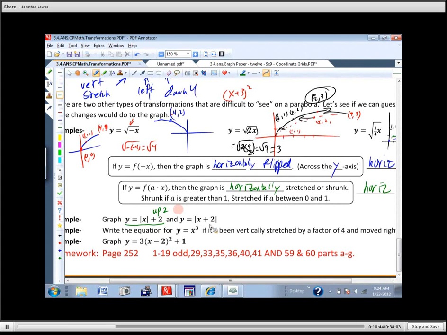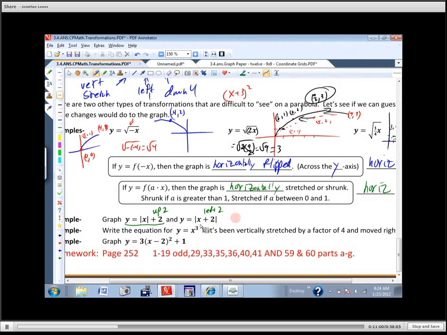Okay, what about this one? Horizontal or vertical? Horizontal, because we're changing the X. We're changing it in the X direction. Okay, what's it going to do to the graph? What's the plus 2 do to the graph? Okay, this is going to be left 2.